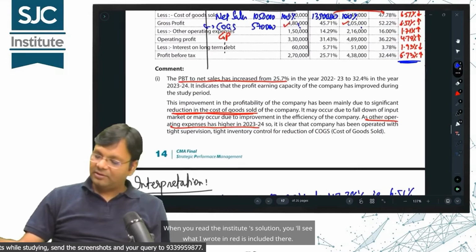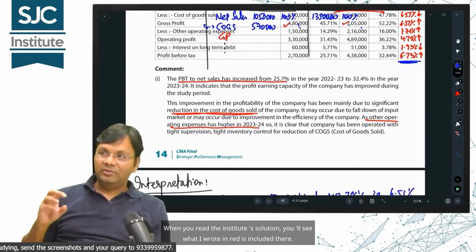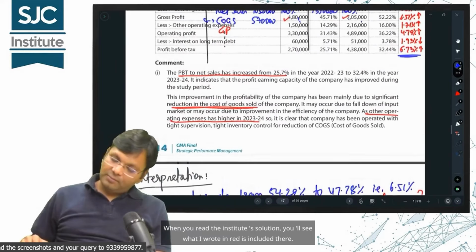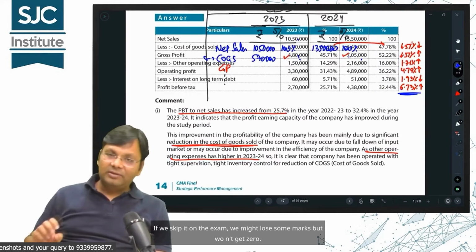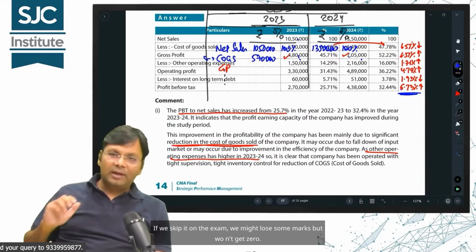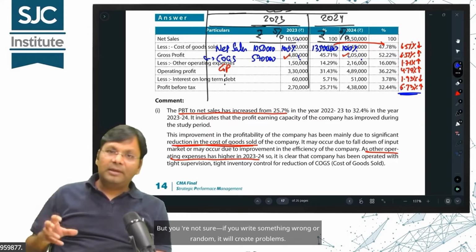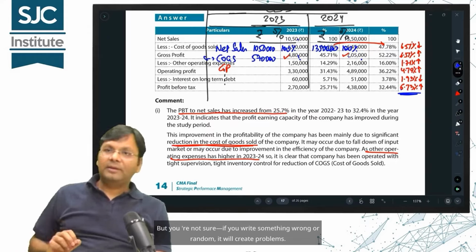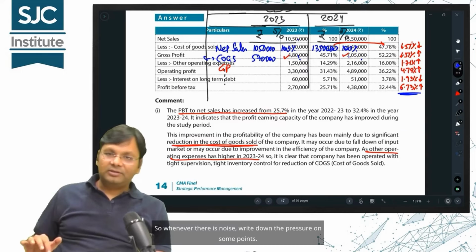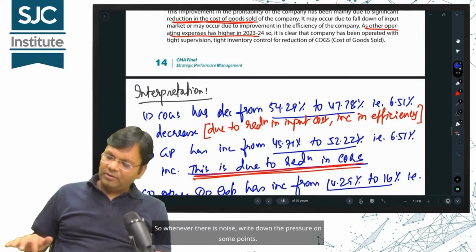When you read the Institute's solution, you'll see what I wrote in red is included there. If we skip it on the exam, we might lose some marks but won't get 0. But you're not sure, if you write something wrong or random, it will create problems. So whenever there is noise, write down the pressure on some points.